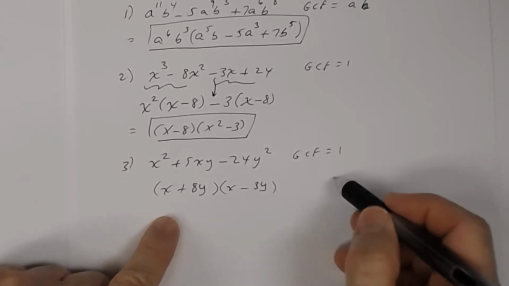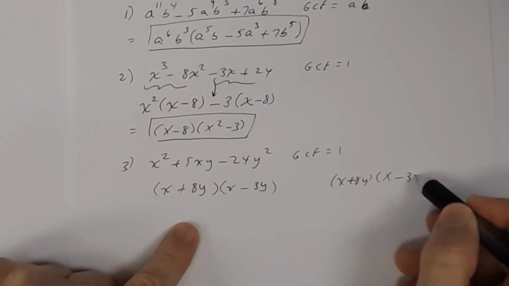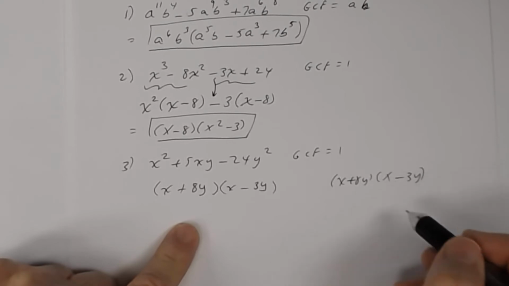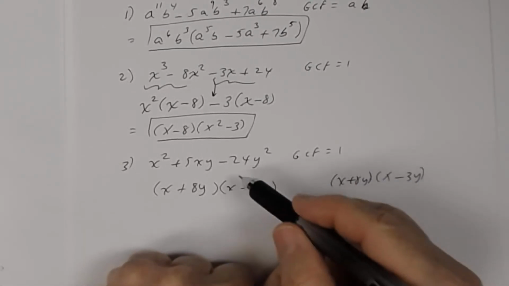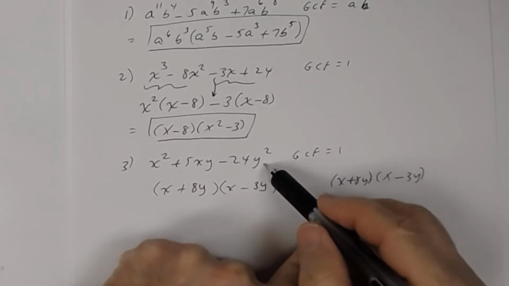Always check. So make sure whatever you put right here, you check. It's easy to check. If you don't get this back, then something's wrong with what you have. So if I look at the first, x times x is x squared, so that's what I wanted. The last, 8y times a negative 3y is a negative 24y squared.